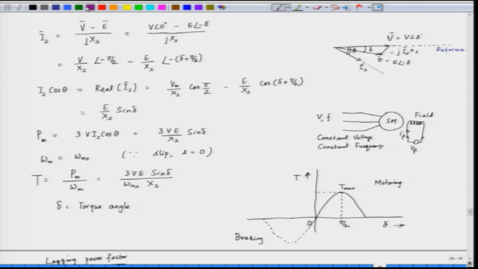When the torque is positive we have motoring and when torque is negative we have braking, and delta maximum here, we operate only up to delta equal to pi by 2. So, this is the range of operation. For braking also we go up to minus pi by 2. So, delta maximum in this case is equal to pi by 2, because after that we have an unstable region. So, this is an unstable part and this part is a stable part.